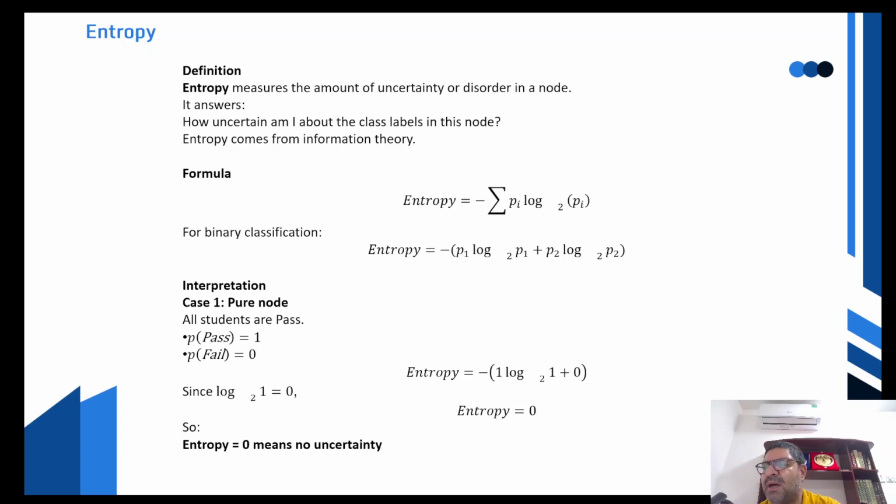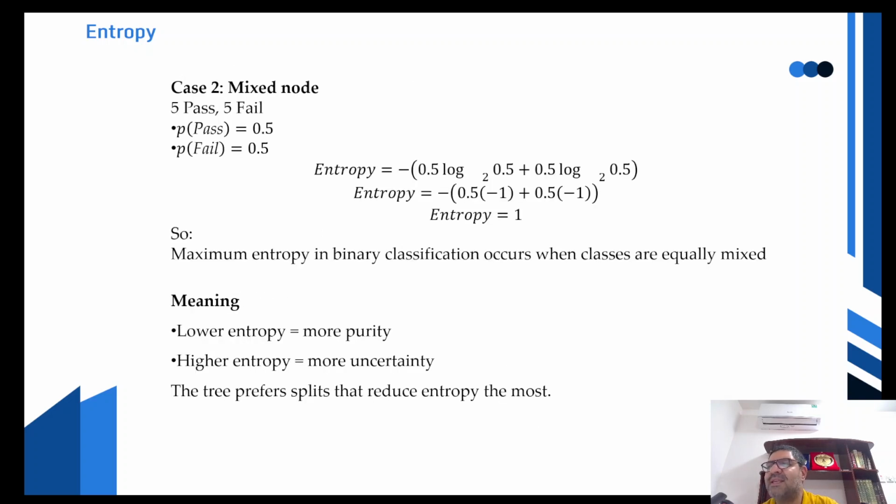So P pass is equal to 1, P fail is equal to 0. Now here is a case where the number of passes is 5 and the number of fails is also 5. So P pass is equal to 0.5 and P fail is equal to 0.5, because there are equal numbers of passes and fails. Now what will be the value of entropy? We substitute these values exactly in the same manner we did in the previous example. So with this one we are getting entropy is 1.